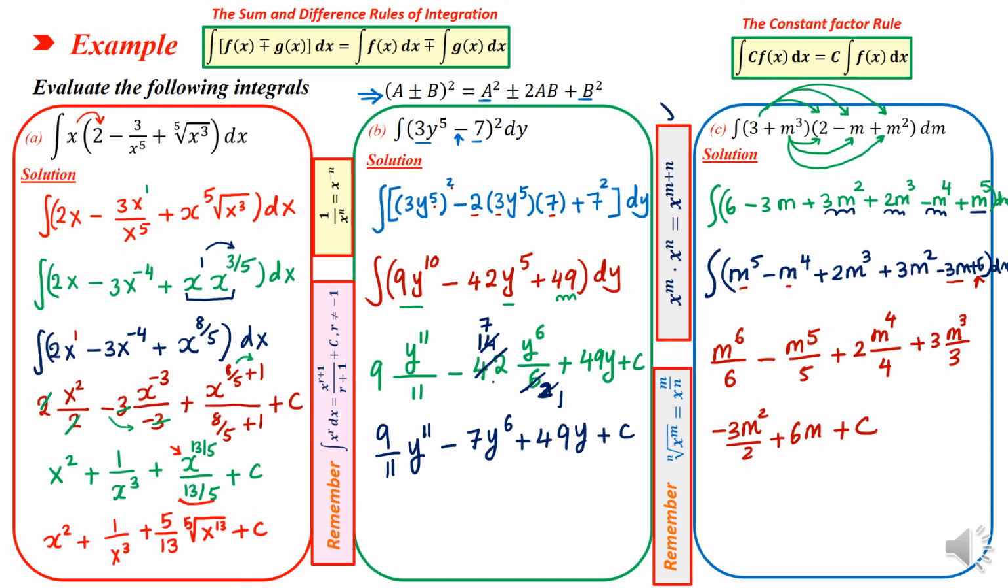We have a little simplification here. So here you have to simplify 2 with 4, divided by 2 equals 1, divided by 2 equals 2. So you will get m to the 4th power divided by 2. And here you can cancel a 3 with a 3, and you will get m cubed only. Okay. So this is the end of part C, and that's it. Thank you.